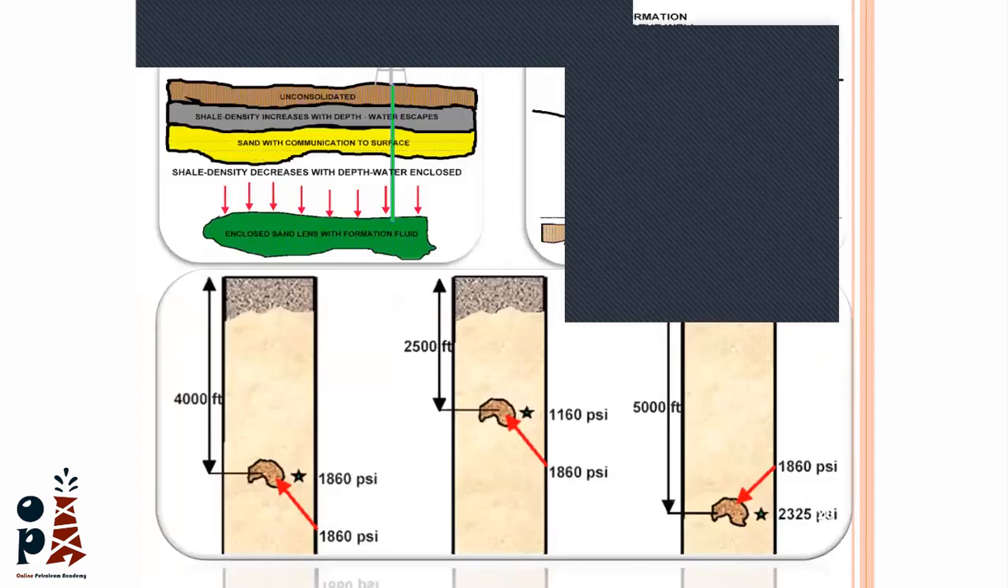Okay, you mean this slide, right? Okay, the 1860 is the 0.465 multiplied by the 4,000 feet. Okay? Is that clear?